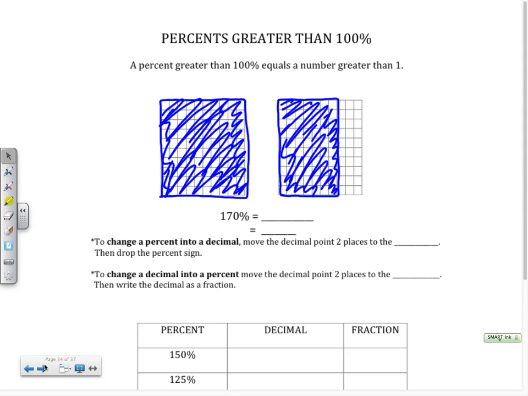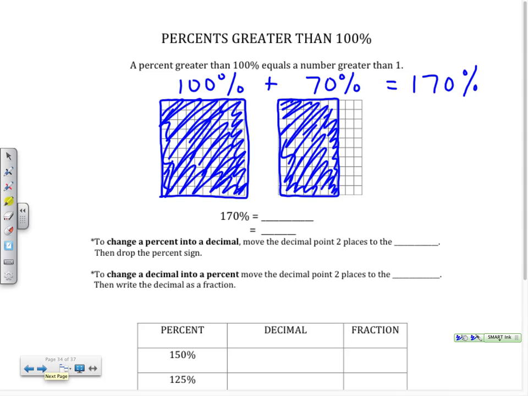Let's look at the other extreme now. Let's look at percents greater than 100%. A percent greater than 100% equals a number greater than 1. So I have a model here of what 170% looks like. If I shaded all 100 squares here, I would have 100% shaded in this grid. I have 70 out of 100 shaded here, so that's 70%. I put them together, and this is my model of what 170% would look like.